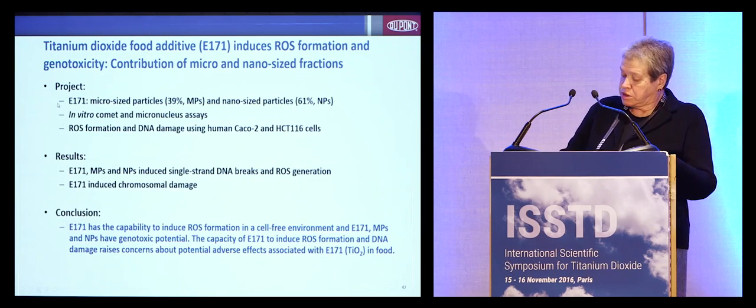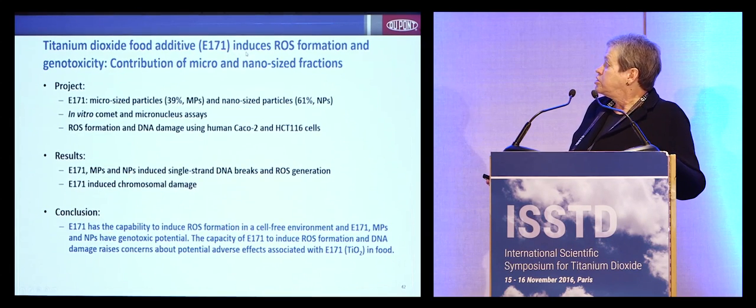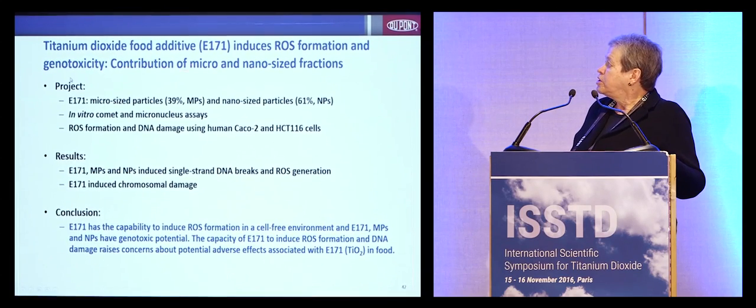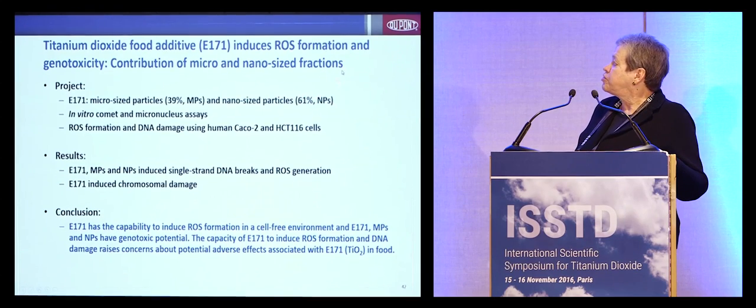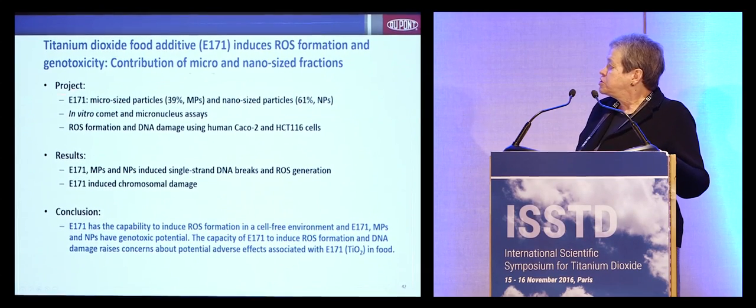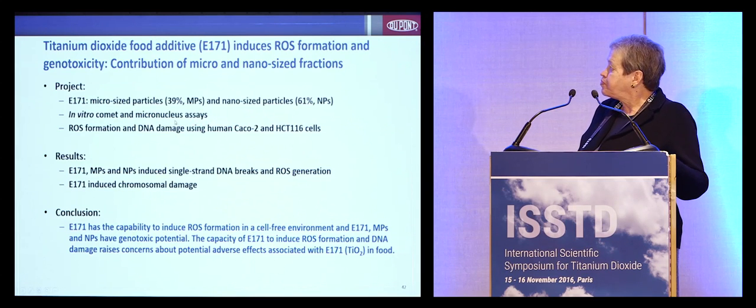What they did, they looked at the food additive E171. They saw induction of frost formation and genotoxicity, and they looked at the contributions of the micro and nano-sized fractions. This was the project. They also used the in vitro COMET and the micronucleus assay.